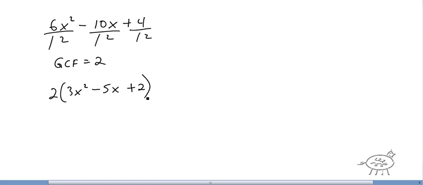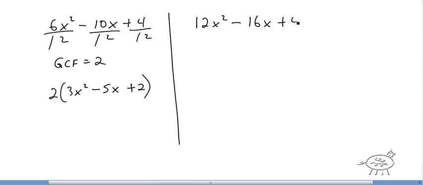Now, I wanted to show a common mistake, and I didn't get to it with that problem. Here is a common mistake. If I give you 12x squared minus 16x plus 4, what is the greatest common factor? It's 4. So you're going to divide each of these by 4.